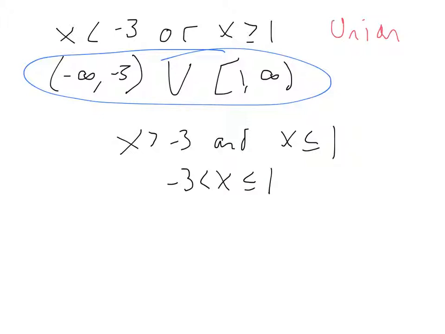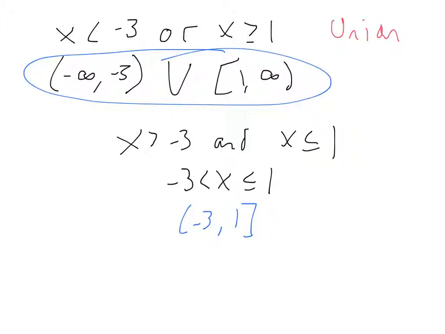So how would I write that in interval notation? Parenthesis negative 3. And then would you just put 1 with a bracket? That's all you got to do. Because it's just that one set from negative 3 to 1, right? Including 1, but not including negative 3. So the left endpoint is open, the right endpoint is closed.